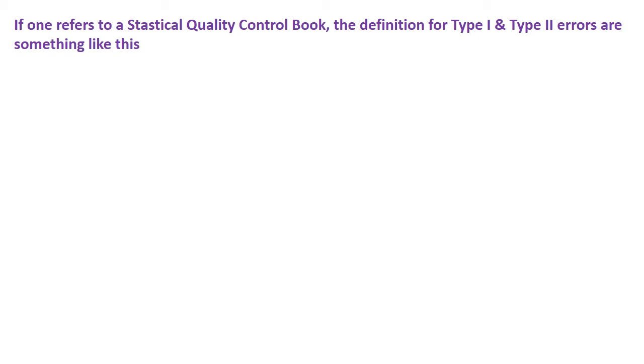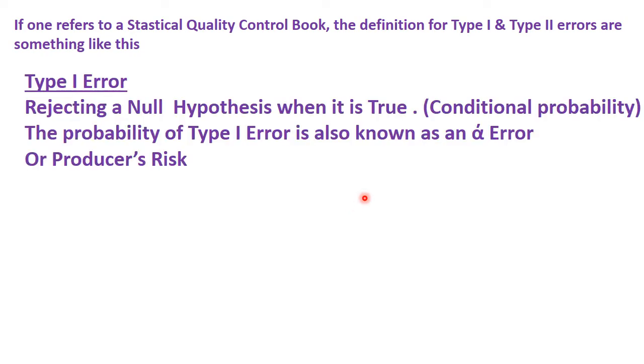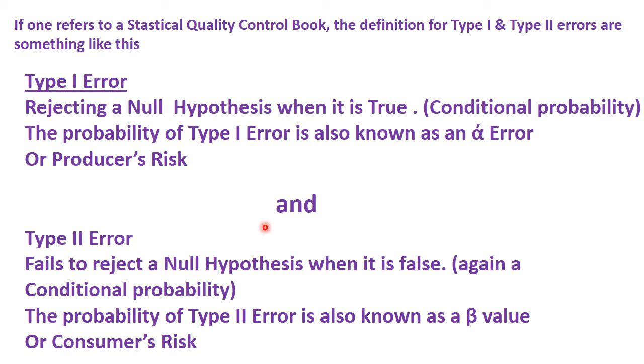If one refers to a statistical quality control book, the definition for type 1 and type 2 errors is something like this. Type 1 error: rejecting a null hypothesis when it is true. It's a conditional probability. The probability of type 1 error is also known as an alpha error or producer's risk. And a type 2 error fails to reject a null hypothesis when it is false. Again, a conditional probability. The probability of type 2 error is also known as a beta value or a consumer's risk.